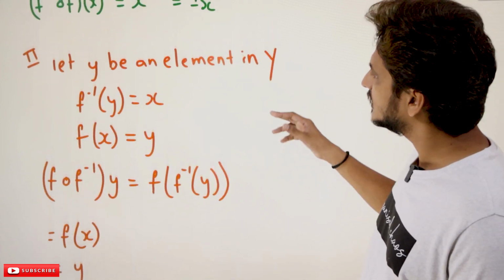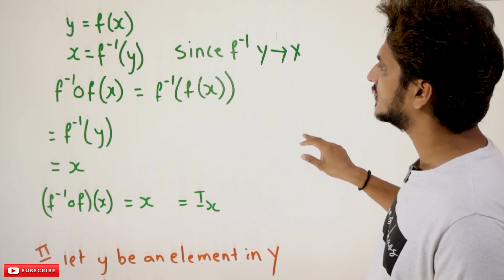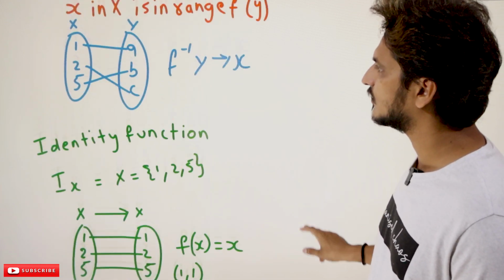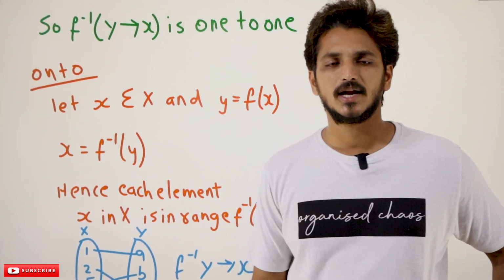So this is how, with this simple logic, we show the theorem. So these are the theorems on the inverse of a function. Hope you understand these examples.